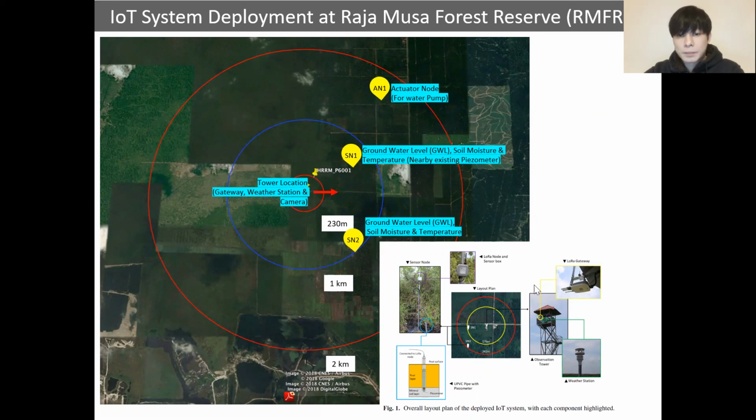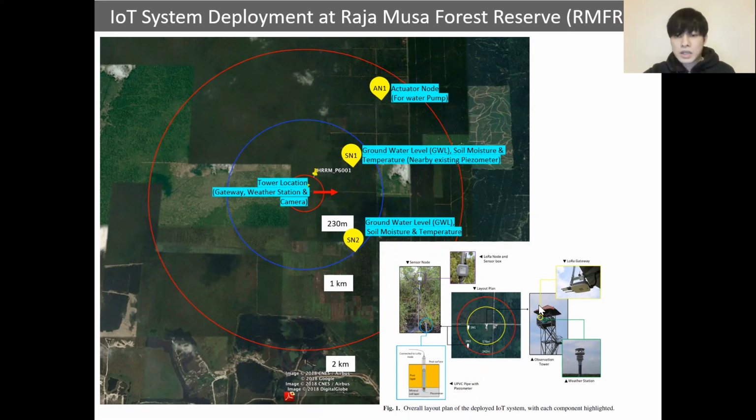And at the bottom right is the overall layout plan of the deployed IoT system. As you can see, this is how it looks for each component. So this is actually the ground sensor node. On top of it is the LoRa node and sensor box, and then it's connected to the piezometer, which is like a pipe buried deeply into the soil, because they use a professional tool to drill into the pit, so that we can install it deep enough in order to measure the water table.